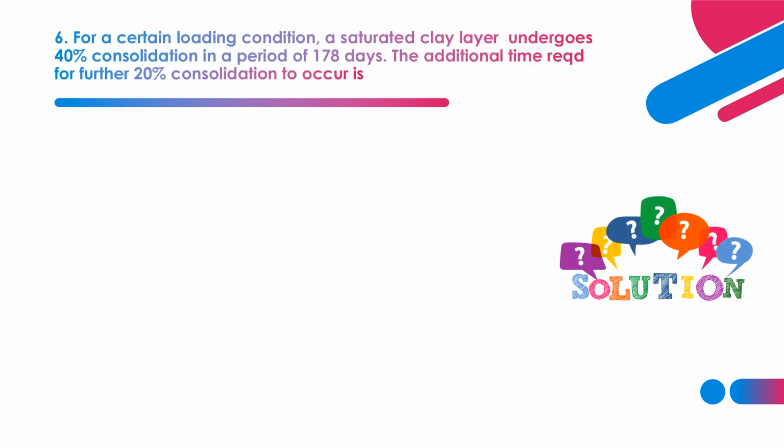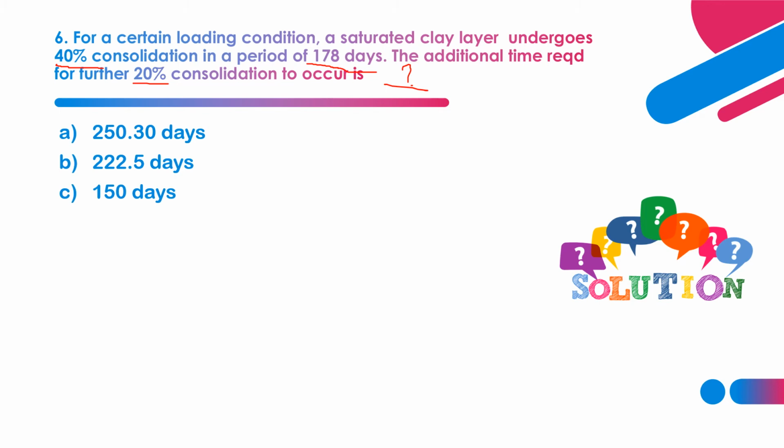For a certain loading condition, a saturated clay layer undergoes 40% consolidation in a period of 178 days. The additional time required for a further 20% consolidation is what? They have given one degree of consolidation with the corresponding time period. We have to find another 20% consolidation, that is nothing but 60% consolidation, to occur in what time, and what is the additional time required. Option A 250.3 days, option B 222.5 days, option C 150 days, option D 400.5 days.